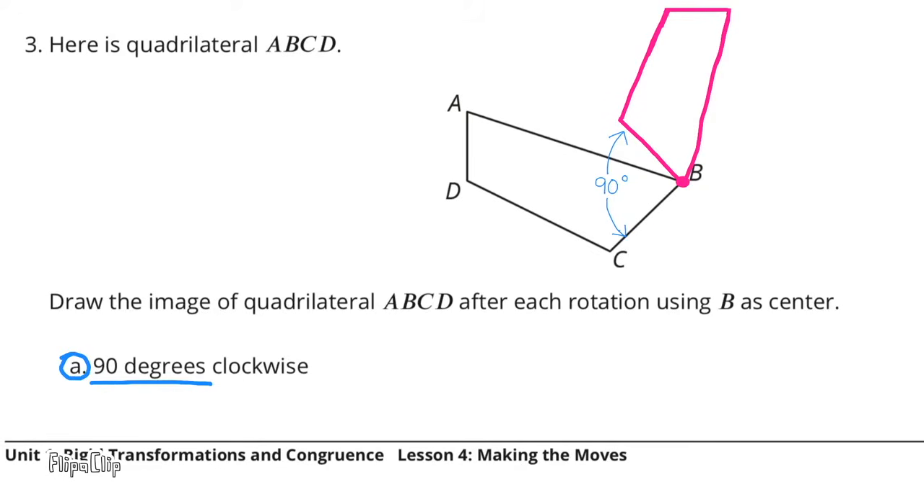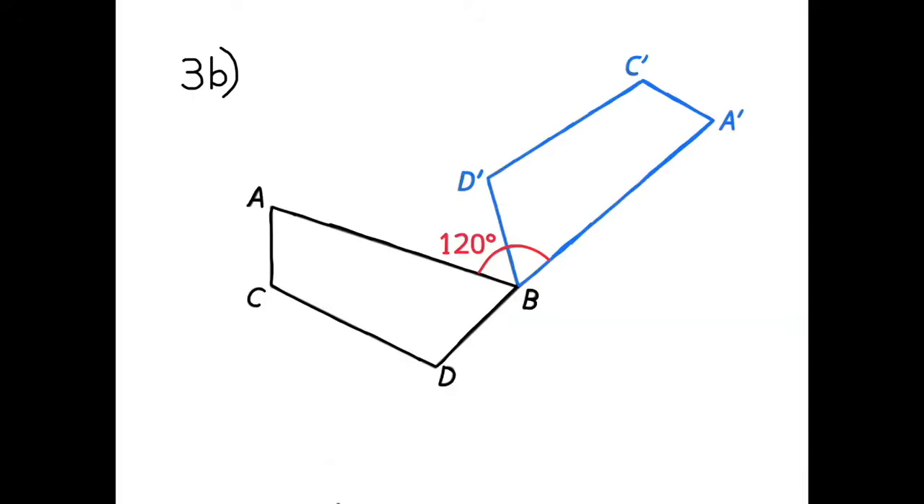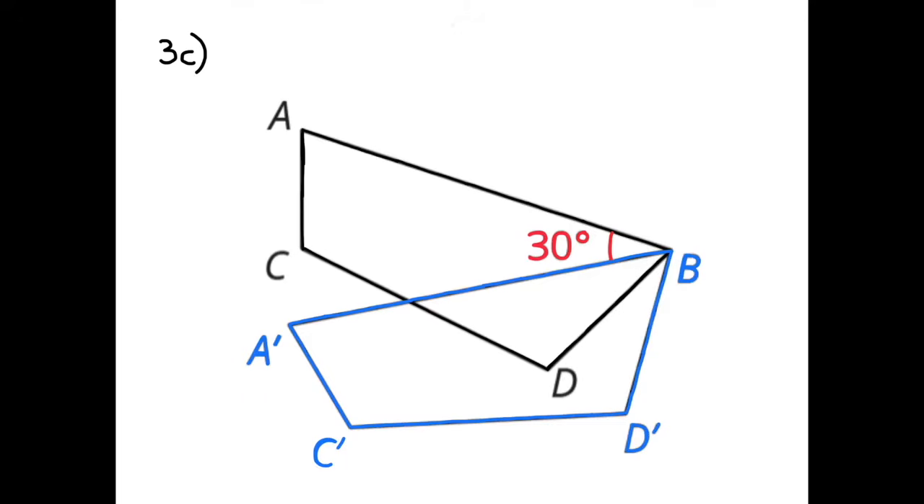I can draw a square inside here to show you that this is a 90-degree angle because squares are made up of 4 90-degree angles. B, 120 degrees clockwise. Here's a look at 120-degree rotation using B as the center. C, 30 degrees counterclockwise. Here's a look at the quadrilateral after a 30-degree counterclockwise rotation.